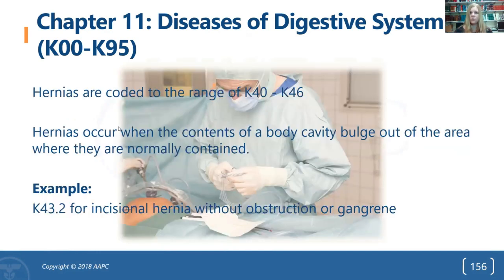A hernia occurs when the contents of the body cavity bulge out of the area where they are normally contained. These contents, usually portions of the intestines or abdominal fatty tissue, are enclosed in the thin membrane that naturally lines that cavity. So for example, in this case, we have Jennifer. She's been diagnosed with an incisional hernia without obstruction or gangrene. The proper code assignment in this case would be K43.2 for incisional hernia without obstruction or gangrene.